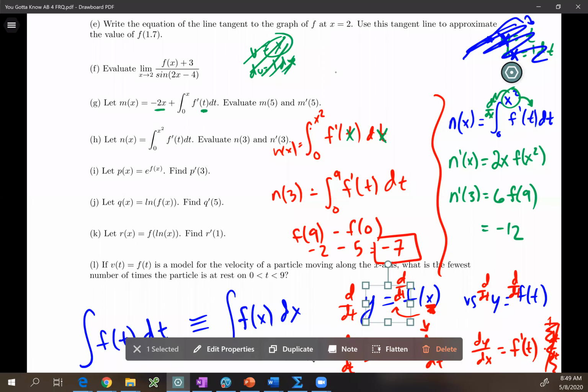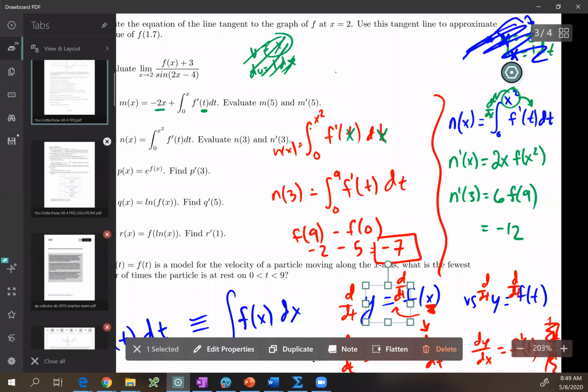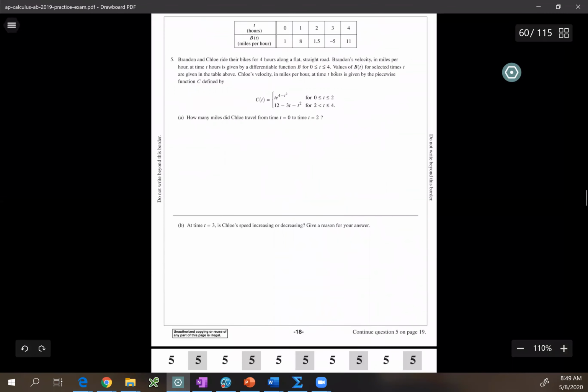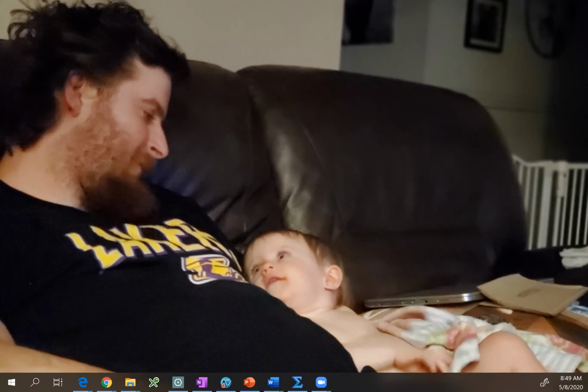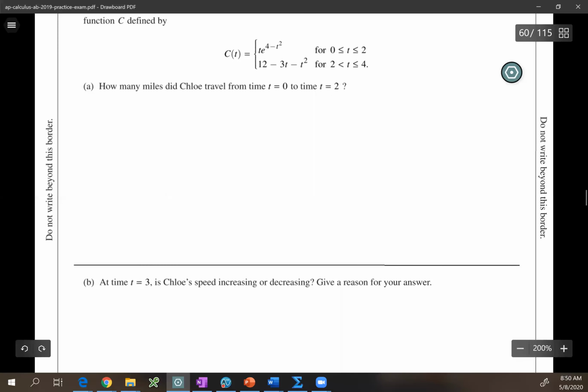So that's that. I want to go a little bit fast on this, so I'm going to jump over to these FRQ practices. I think these are one of the last ones I really want to make sure that we get to, because these were the most recent practice exams that were given out.